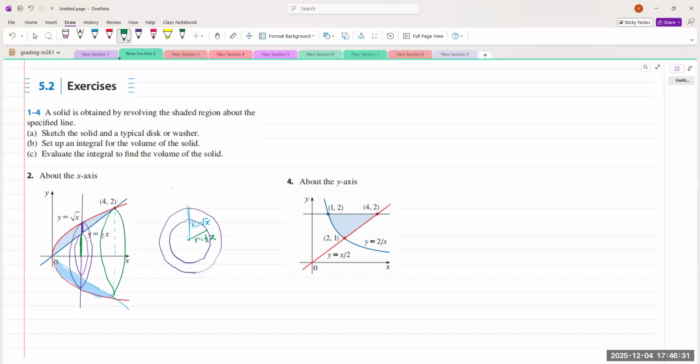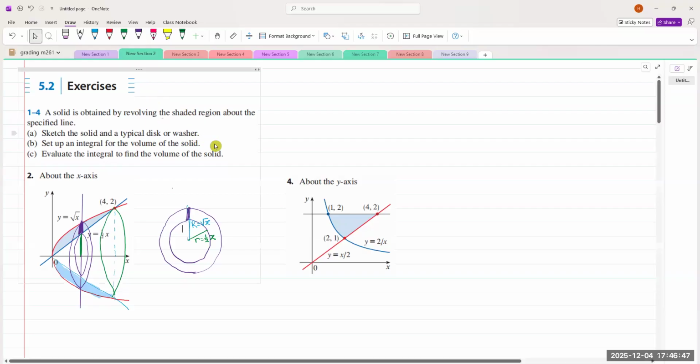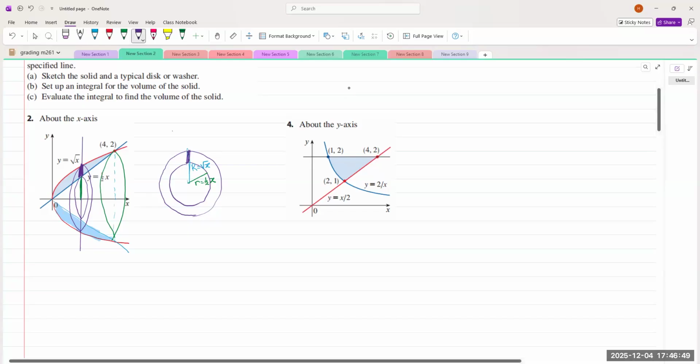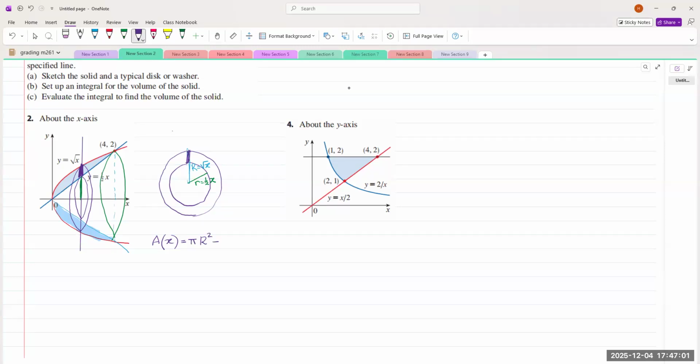So the procedure will be to start from the graph, which they already give us, and then rotate the typical line. This is the typical line here. When you rotate that, you'll see a ring, right? So from there we generate the area function. The area function will be the area of the big circle minus the area of the small circle. Is it right?